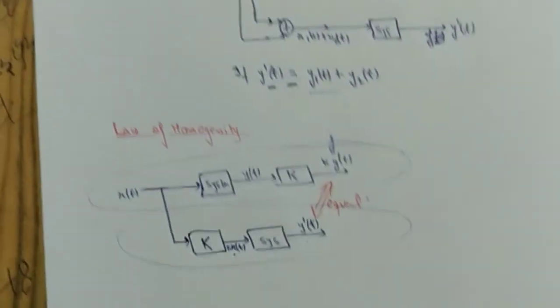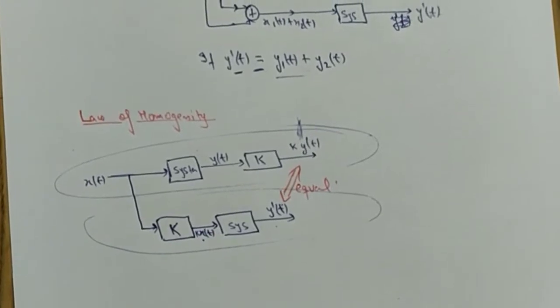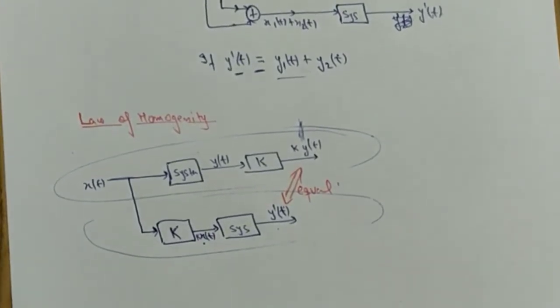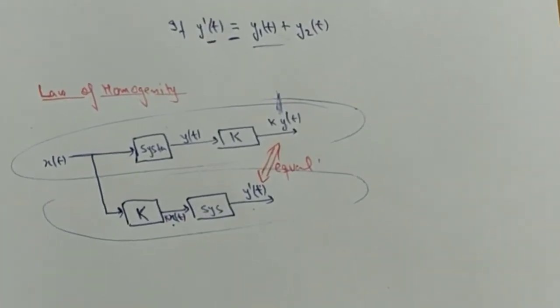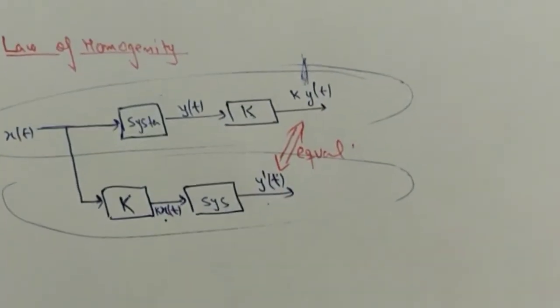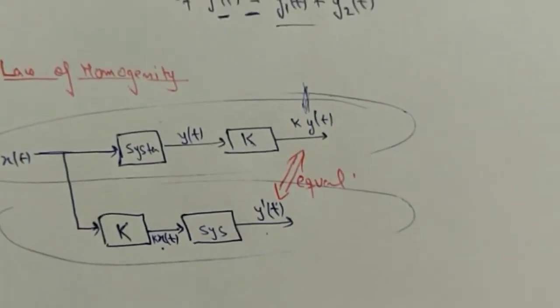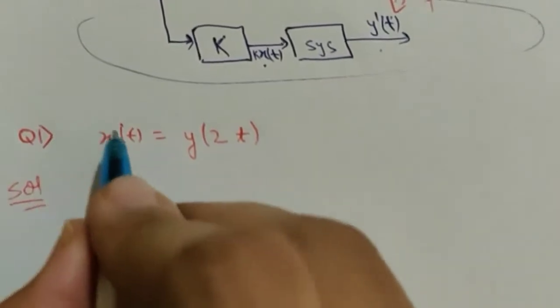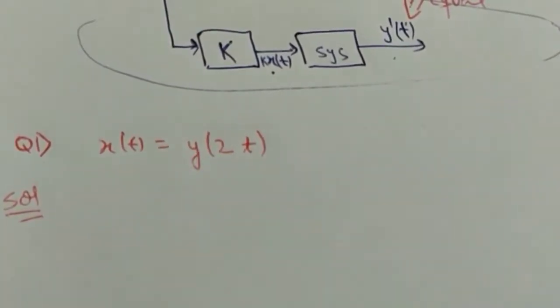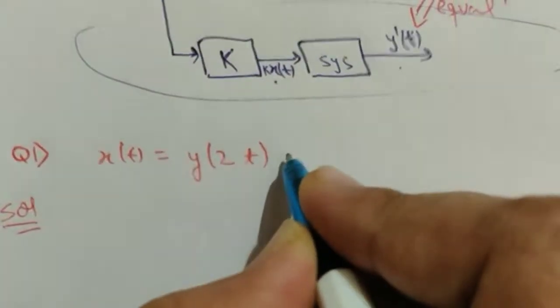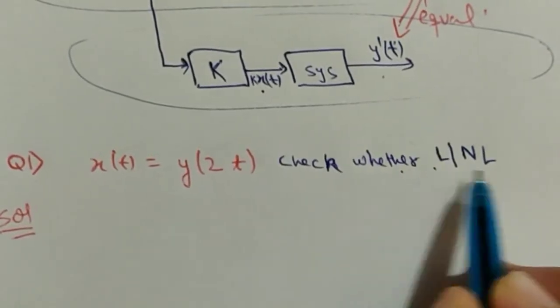Okay, so now I'll take up some examples to differentiate whether a given system is linear or non-linear, to make your concept crystal clear. So stick with me, guys. Let's suppose this is the question: y(t) is equal to x(2t). You have to check whether the given system is linear or non-linear.